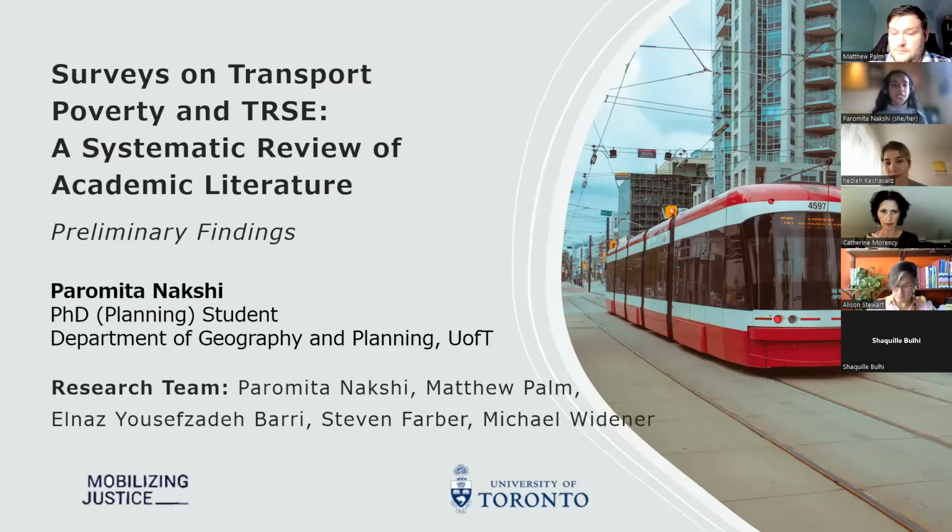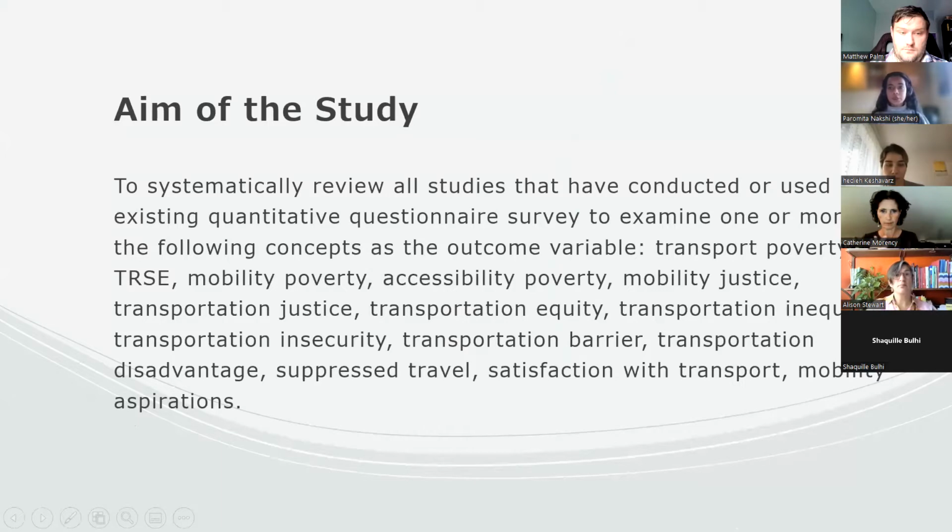Welcome to my presentation on surveys on transport poverty and transport-related social exclusion, a systematic review of academic literature. So the aim of our study was to systematically review all studies that have been conducted or used an existing quantitative questionnaire survey to examine one or more of the following concepts as the outcome variable.